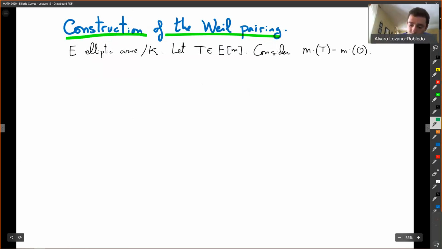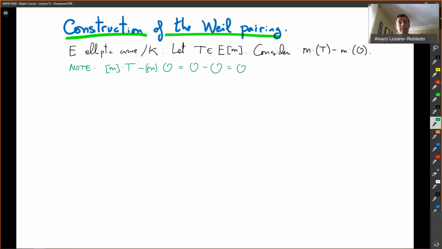Notice that if I actually add those points, M times T minus M times O, what do I get? T is an M-torsion point, so this is O minus O equals O. So they add up to 0. The degree is 0, and the degree of this divisor is M minus M equals 0. So it is a principal divisor by the previous corollary.